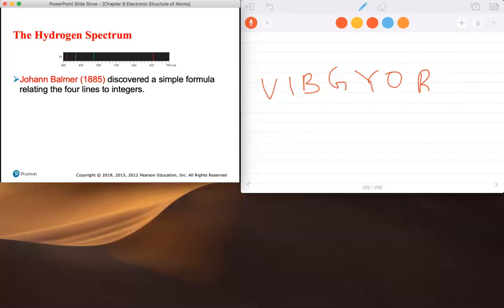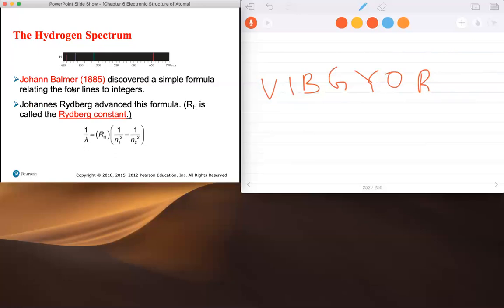Balmer, in 1885, calculated those lines for hydrogen. In other words, they could see that the lines happen at specific wavelengths, and he was able to come up with an equation to calculate the wavelength for red, green, and violet. Then Rydberg, who is a different scientist, not the same person, modified his equation to come up with what we call the Rydberg equation, which gives the reciprocal of wavelength.